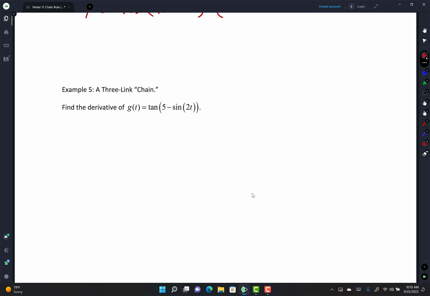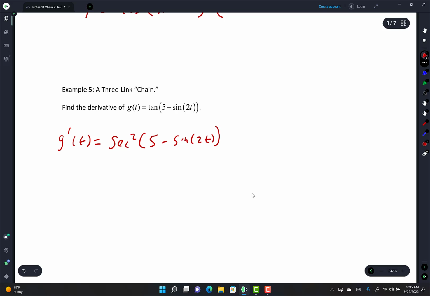So here I want to take the derivative of this expression. So I'm going to go g prime of t equals, take the derivative of the outside, leave the inside alone. So what is the derivative of tan? So I'm going to write secant squared, and I'm going to leave the inside alone. 5 minus sine 2t. Am I done? No. Then I go, what is the derivative of that inside? And I see a negative sine 2t. So what's the derivative of negative sine? Negative cosine. Keep the argument. And then does that have an inside? Yes. What is the derivative of 2t?